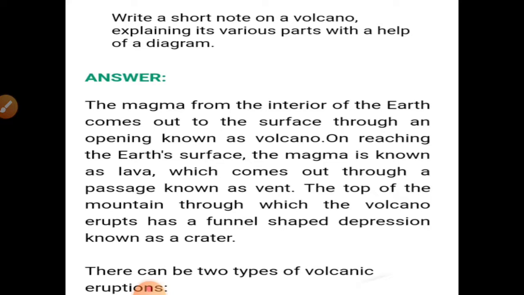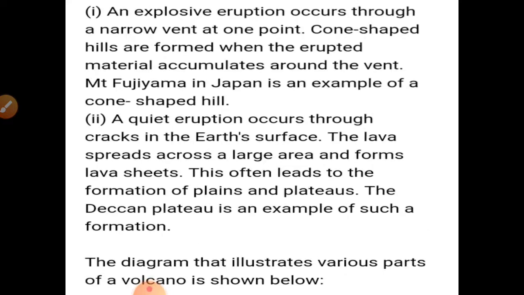The top of the mountain through which the volcano erupts has a funnel-shaped depression known as a crater. There can be two types of volcanic eruption. An explosive eruption occurs through a narrow vent at one point. Cone-shaped hills are formed when the eruption material accumulates around the vent. Mount Fujiyama in Japan is an example of a cone-shaped hill.